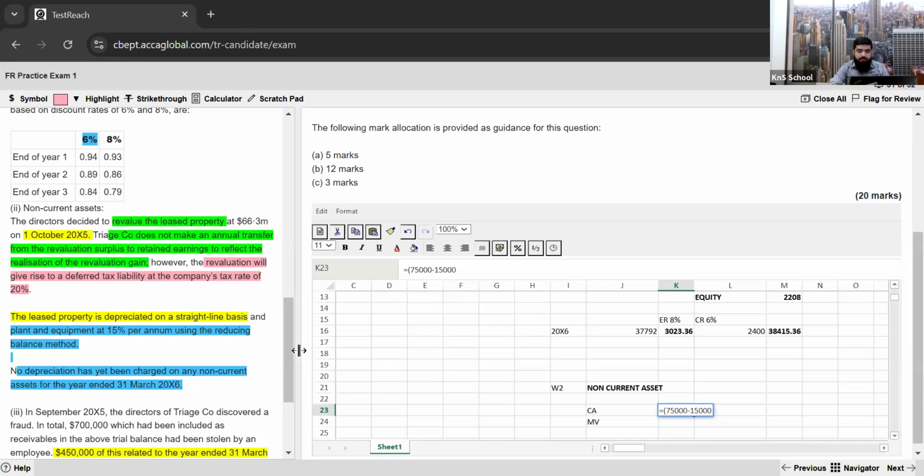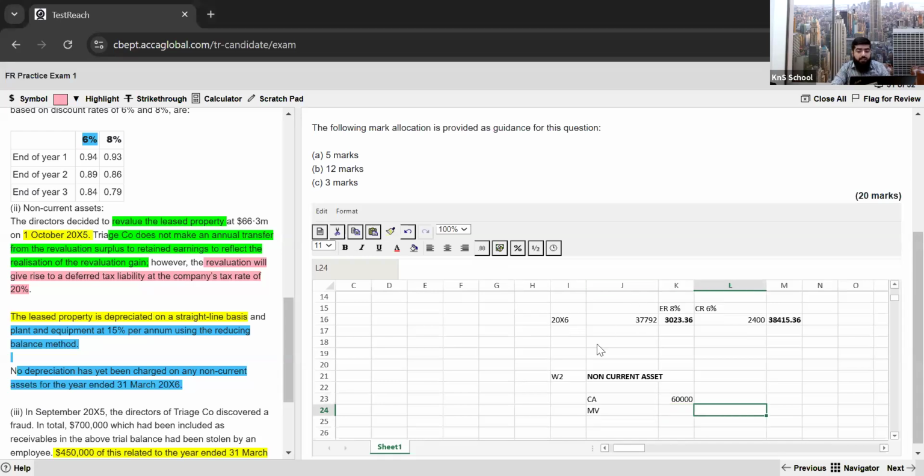Okay, let's try to calculate it. So far I have calculated the carrying amount, which is 60,000, and it's not the final carrying amount because this is the carrying amount at the start of the year. I need to calculate the depreciation for the 6 months. How will it be calculated? Let me calculate it.